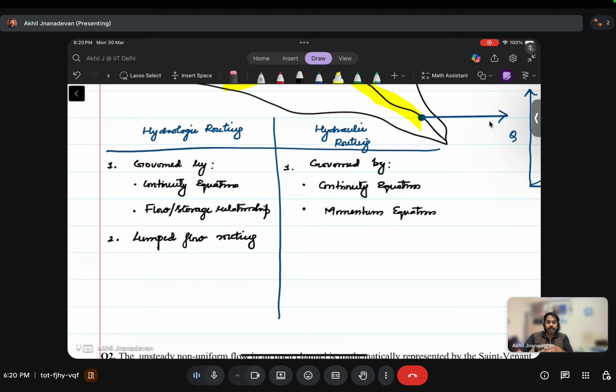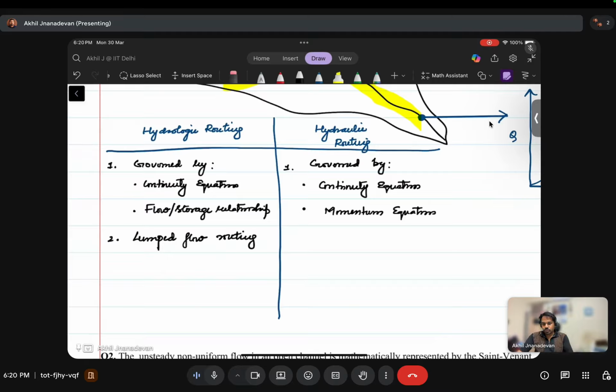We consider it as a lumped system, that is, the rainfall is falling over the entire catchment, but we try to model the outflow hydrograph at the point of outlet, right? That is, we are considering it as a lumped system. Here also, we will be considering our system as lumped. The spatial distribution is not taken into consideration.